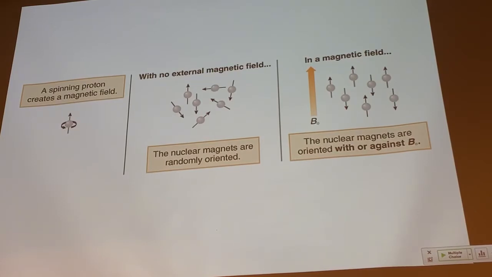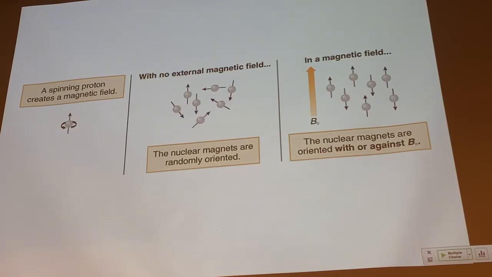And so the spin states are derived from the fact that when a charged particle is in motion, it creates a magnetic field. Okay, this is another principle of physics. And so when we have a nucleus spinning, there's a magnetic field associated with that motion. In the absence of an external magnetic field, those nuclear magnets are going to be randomly oriented. They're going to be pointing off in various different directions.